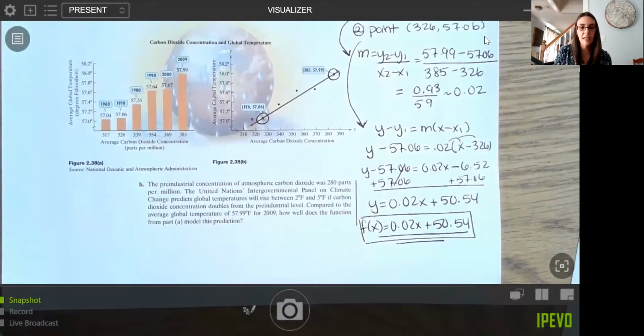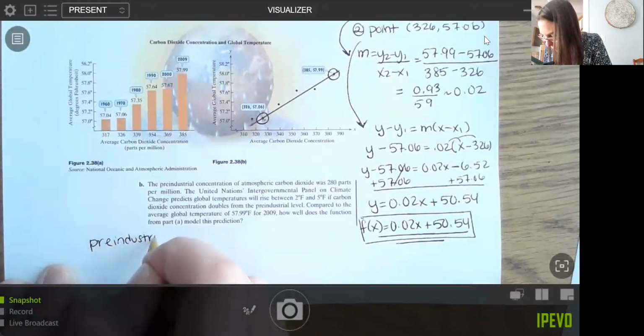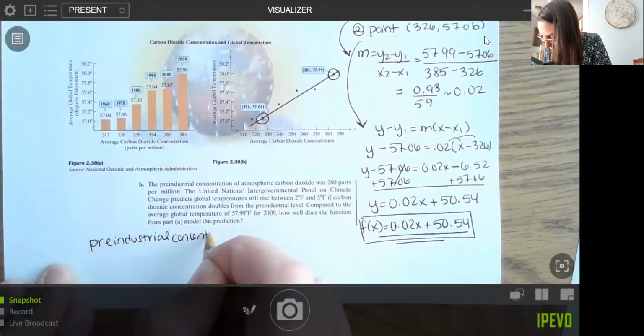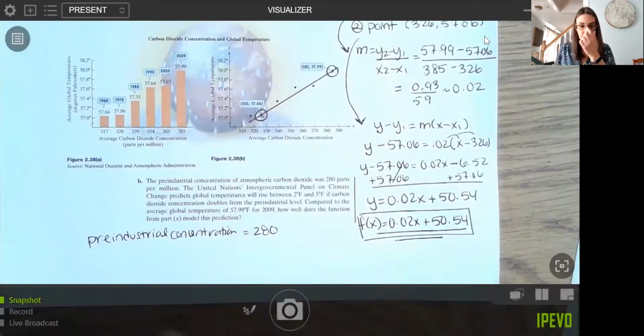All right, so the last thing says the pre-industrial concentration of atmospheric carbon dioxide was 280 parts per million. So I'm just going to make a note. And I'm going to just leave the units out for a second, just to make a note for myself here. So it says the United Nations Intergovernmental Panel on Climate Change predicts global temperatures will rise between 2 and 5 degrees Fahrenheit if carbon dioxide concentration doubles from the pre-industrial level.